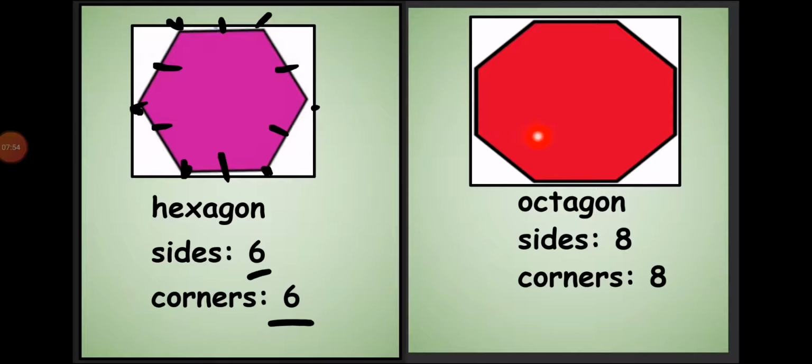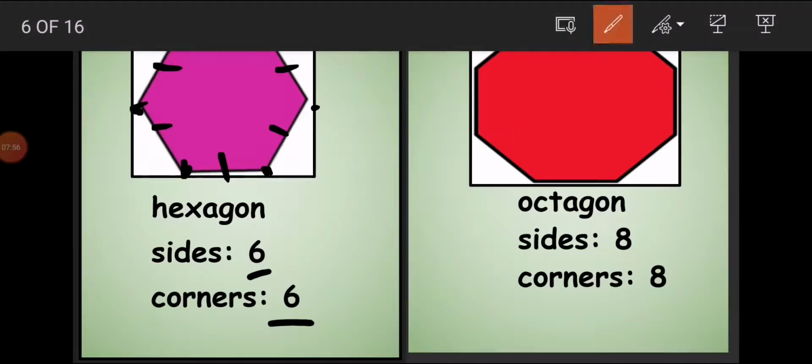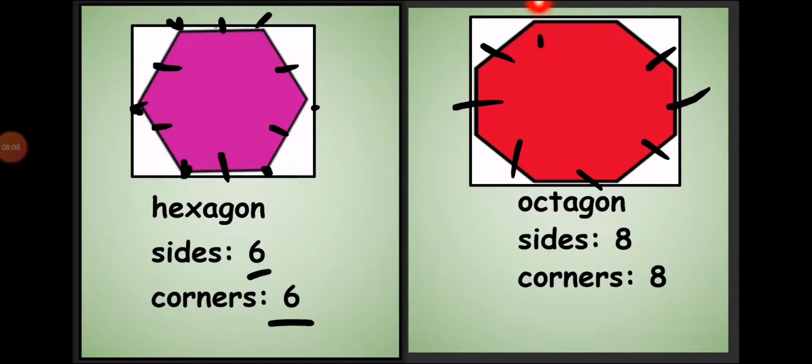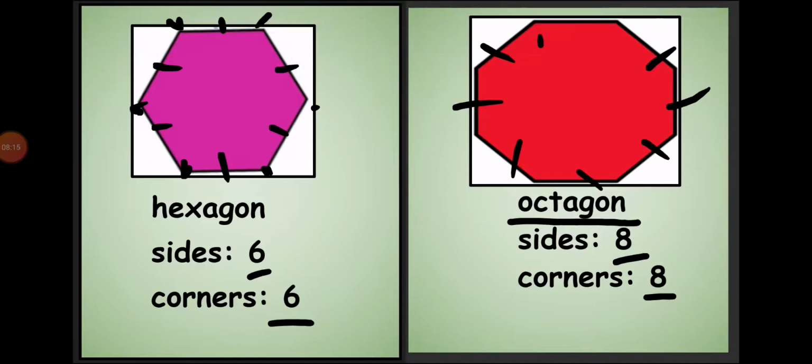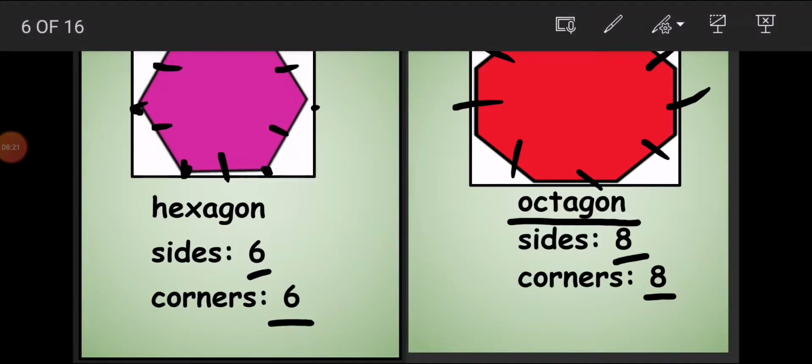Now, the next shape. First count the sides. 1, 2, 3, 4, 5, 6, 7, 8 sides. Now, count the corners. 1, 2, 3, 4, 5, 6, 7, 8. So it has 8 sides and 8 corners. It's an octagon. An octagon is a flat surface shape with straight lines, with 8 sides and 8 corners, a closed shape.